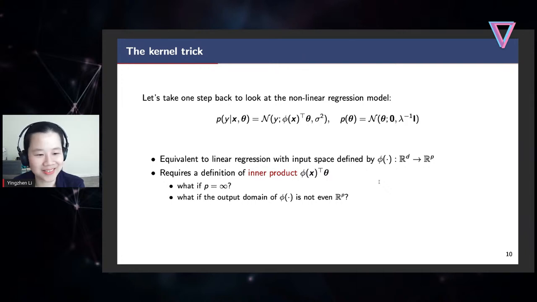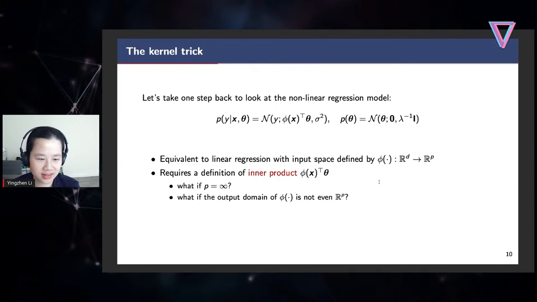So it's hard to define Euclidean metrics in the infinite dimensional space. And another idea is, what if you want the output of the phi vector to not even be in R^p, not even in the real number spaces, but instead in some sort of complex number space, or even in some very abstract space, right? So the requirement of defining the inner product puts in some challenges for generalizing this nonlinear regression to more general cases.